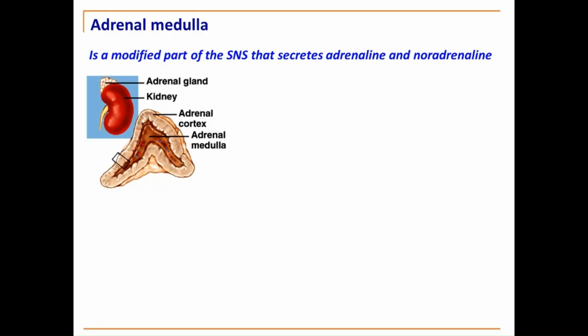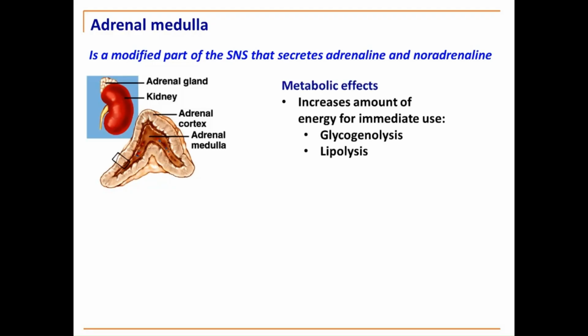Like I said, you guys already know a lot about it already. It's a modified part of the sympathetic nervous system. It secretes adrenaline and noradrenaline. It's embryonically and functionally part of the sympathetic nervous system, and it's receiving information from the brain via involuntary neurons in response to stressful stimuli, whether that's fear, anger, excitement, or stress. And it has a variety of effects.